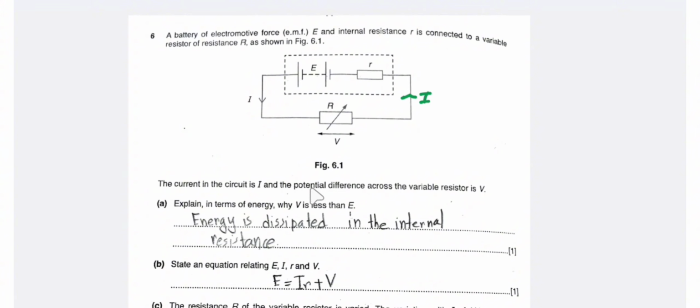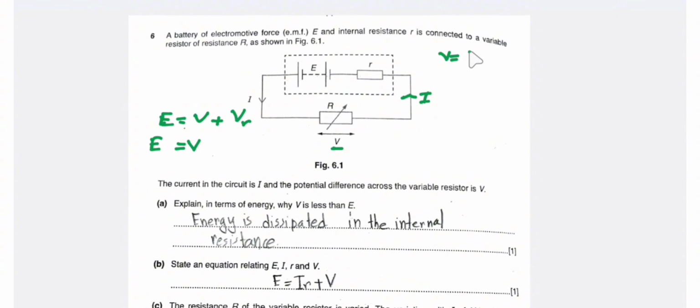That is, the current in series is the same, and the potential difference across the variable resistor is V. So for this variable resistor the potential difference is V, and the EMF we have been given is E. Explain in terms of energy why V is less than E. Because we know that the EMF, E, is divided into V, the potential difference across the resistor, plus the voltage across the internal resistance.